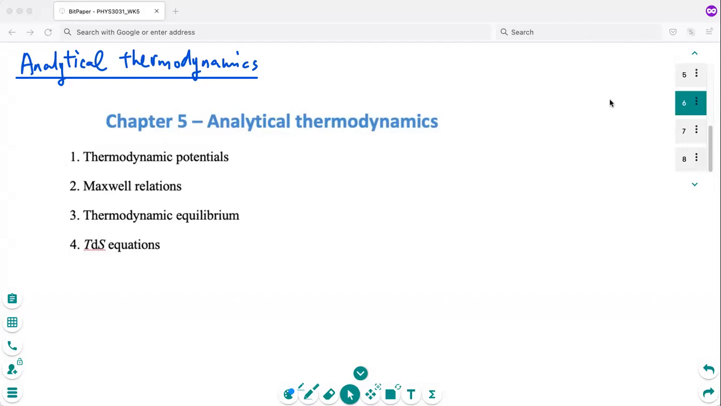Okay, so this is chapter 5, analytical thermodynamics. These are the topics we want to cover. I should be able to talk about the first two today, and then the other two on Wednesday. Okay, so let's have a look.